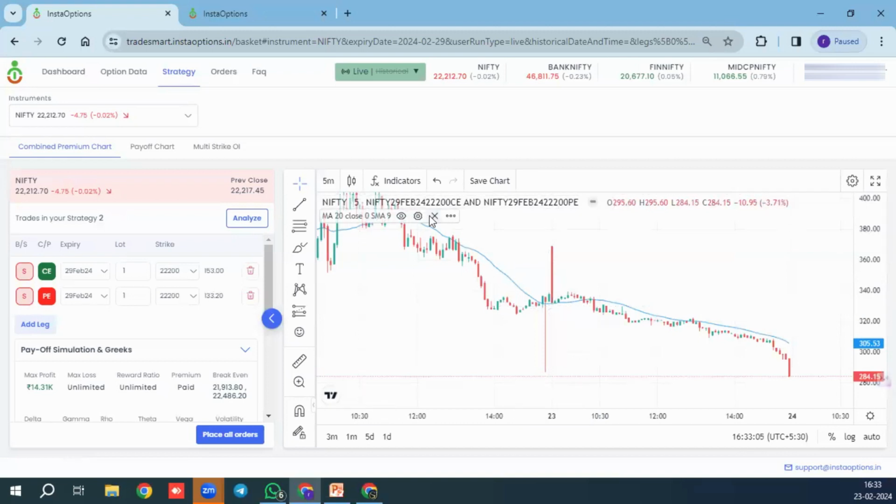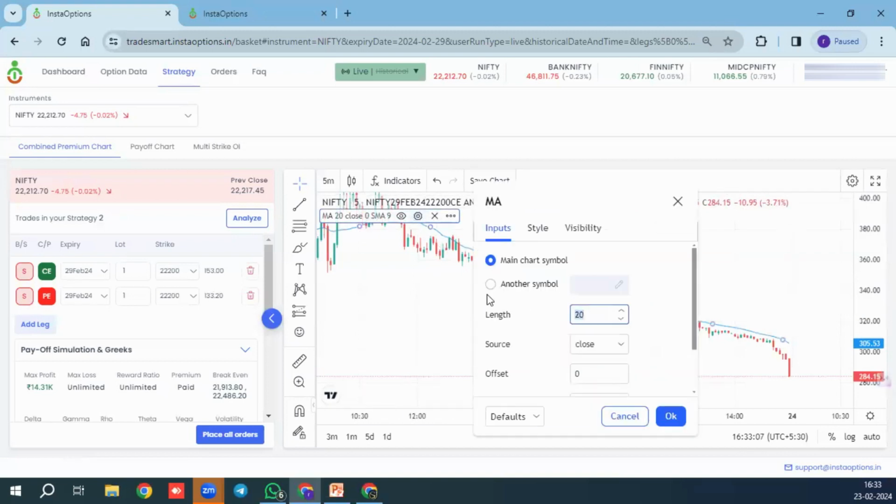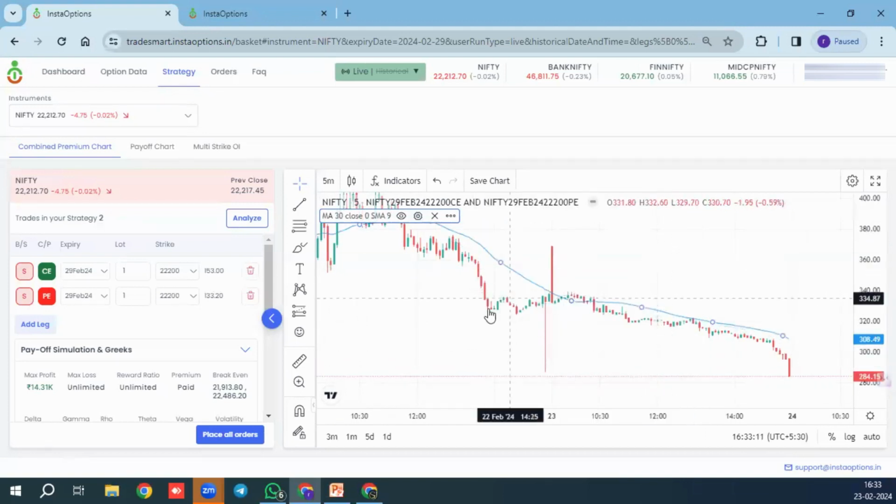So for selling, I use 30. Okay. So here we are going to use 30 SMA instead of 20 SMA. Okay. So in the morning at 9:30, yes, the combined premium was 333, and I will enter. Like I'm going to sell both call and put.